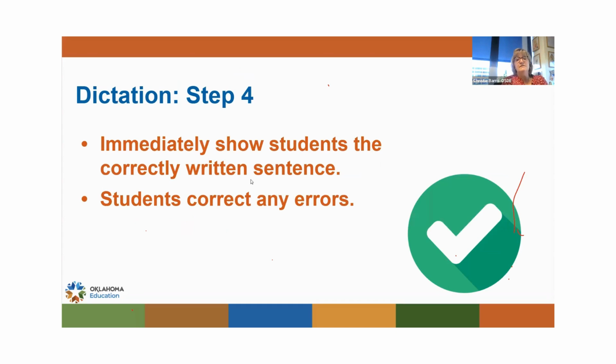Immediately show the sentence correctly and the words correctly, and let them correct their errors. We don't want to wait and look at it later and give it back to them and expect them to be able to make corrections and understand. We need to do immediate correction. So that's why we're not dictating 20 words and 8 sentences, but 5 words and 1 or 2 sentences, so that we can give that immediate feedback.